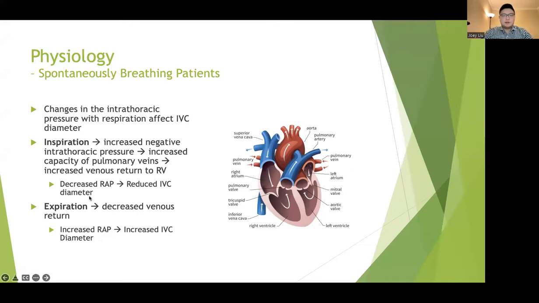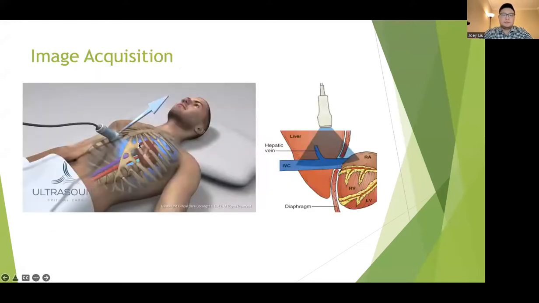When we do the IVC assessment, this is the location we typically go for. So we would have the probe marker towards the patient's head, either a phased array probe or the curvilinear probe. And we try to get into that junction where we're imaging the IVC, capturing the hepatic vein and also seeing it drain into the right atrium. And sometimes POCUS practitioners like to start with the subcostal view and rotate from the 3 o'clock position back to the 12 to try to get this capture.